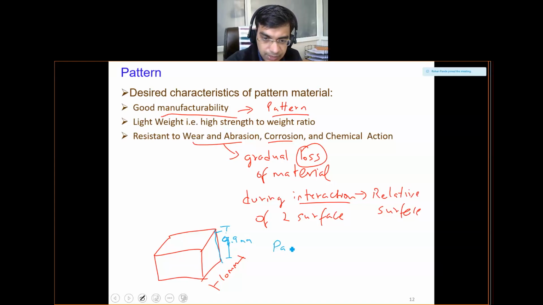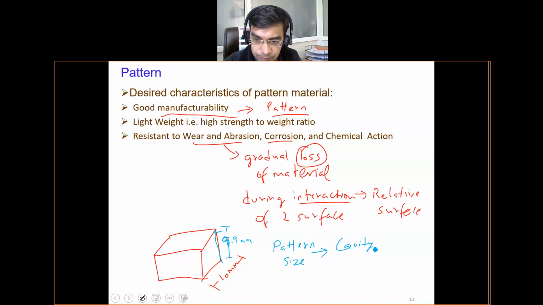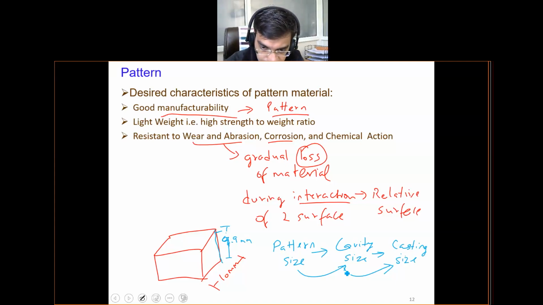So what will happen? Change in size. This pattern size is basically influencing the cavity size, and cavity size is basically influencing the casting size. So that is why the pattern is so important, because it indirectly affects the size, or I can also consider with size, surface finish.